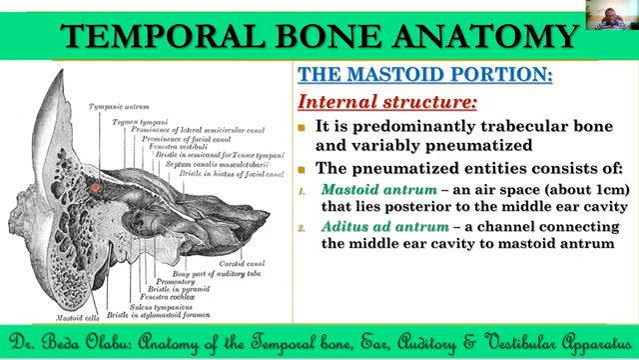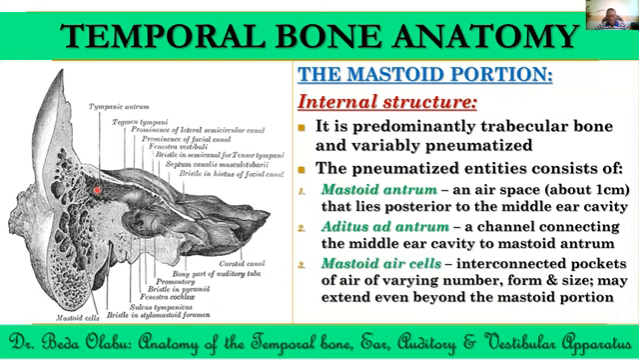Now, something that connects the mastoid antrum to the middle ear cavity is a narrow channel, this region here, which we call the aditus ad antrum. It's just a narrow channel that connects the middle ear cavity, the tympanic cavity, with the mastoid antrum. Aditus ad antrum. If the mastoid antrum is constant, then the aditus is also constant.